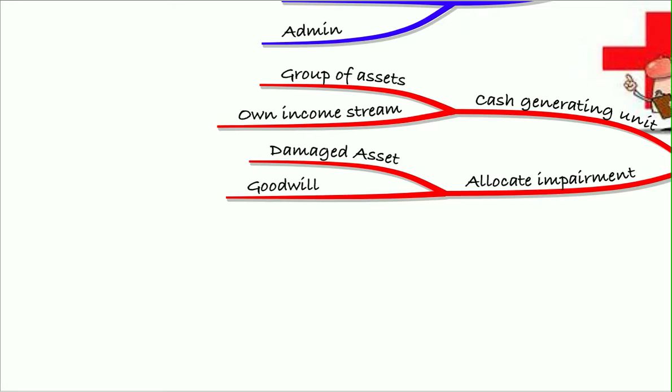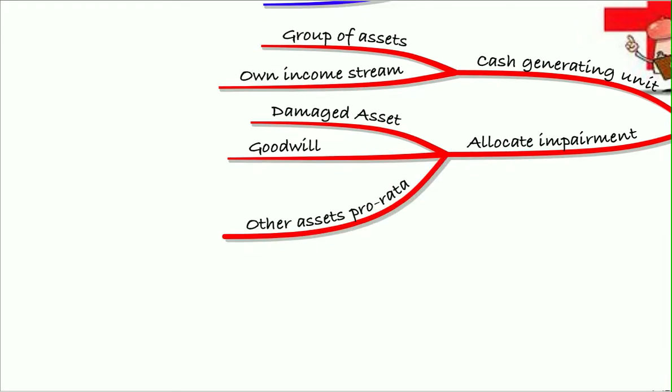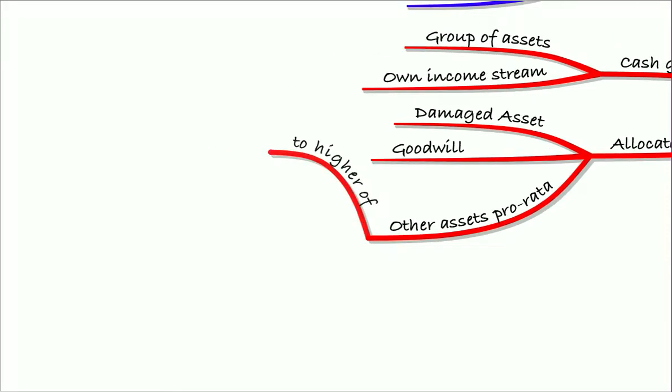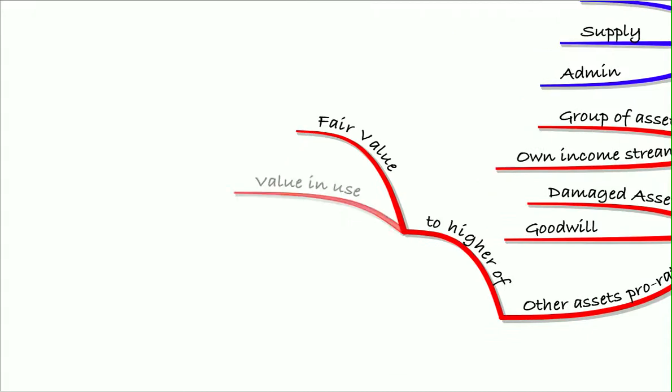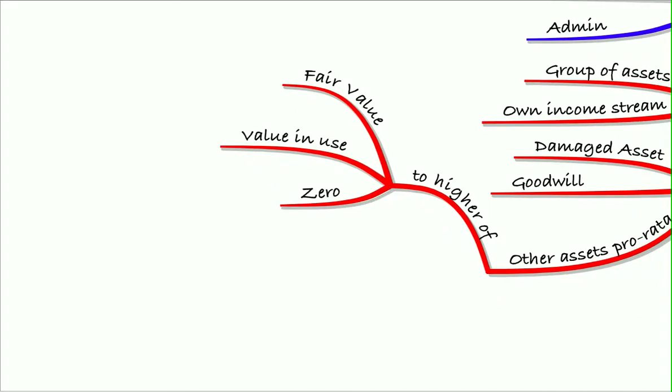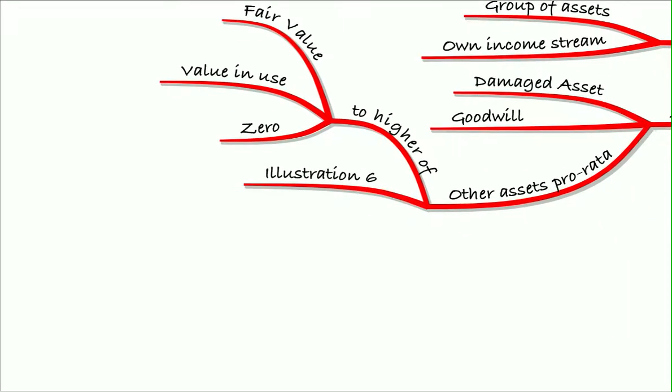We then wrote down the value of goodwill, if we still had some impairment to use up. And if we'd written off our goodwill but still had some impairment to use up, we allocated it to the other assets pro rata. Do be aware that we can't write any assets down to less than the higher of fair value, the value in use, or 0. So we can only write assets down to the higher of its fair value, value in use, or 0. And we did that in illustration 6.